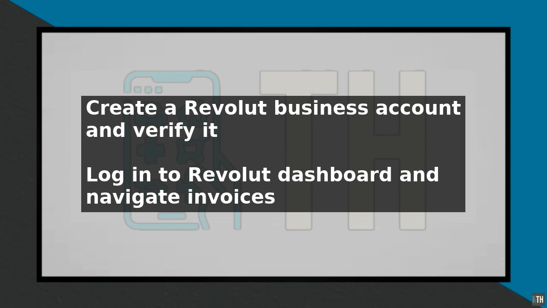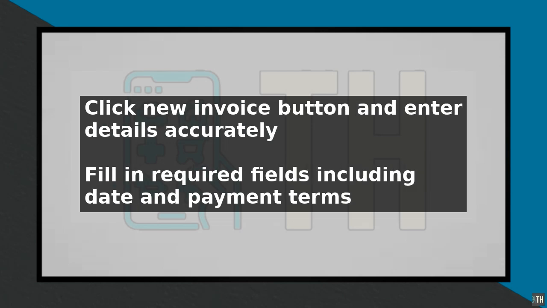In the Invoices section, click on the New Invoice button to start creating your invoice. You will be prompted to enter the invoice details, including the invoice date, invoice number, and payment terms. Make sure to fill in all the required fields accurately, as this information will be displayed on the invoice.